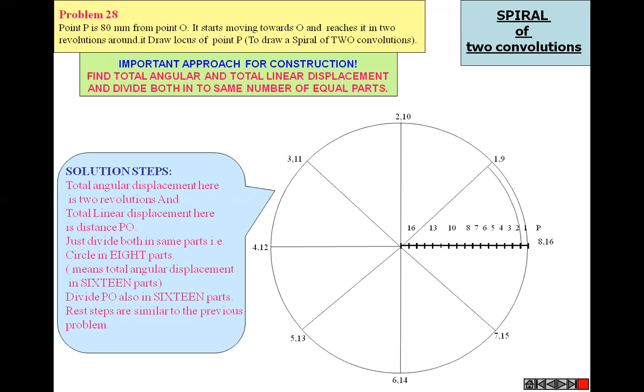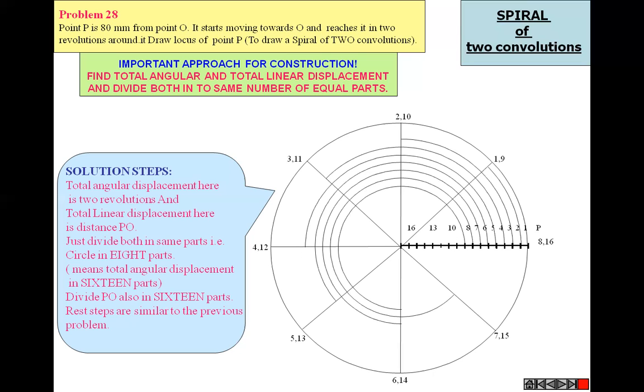Then take one point. First one is there. Draw an arc with O as a center. Similarly for 2, 3, 4, 5, 6, 7, 8. Now half of one convolution is completed by the point which is moving around. At that time the point is at 8. That means half the radius is covered, and half the distance is covered by this point.